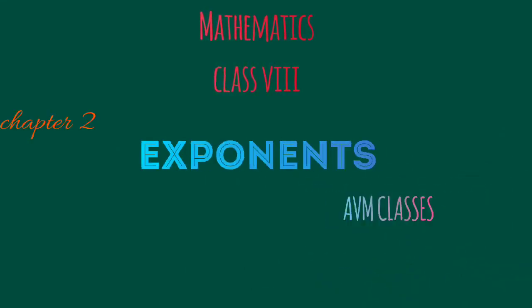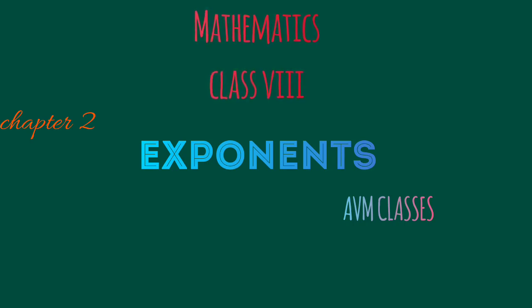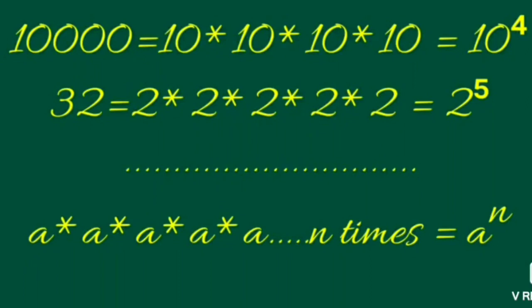Today we are going to start a new chapter, exponents. A number 10,000 can be written as the product of its factor, that is 10. On multiplying 10 4 times, we will get 10,000. We can also write it as 10 to the power 4.